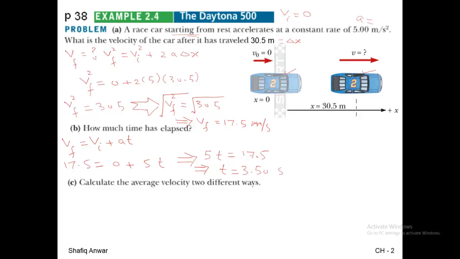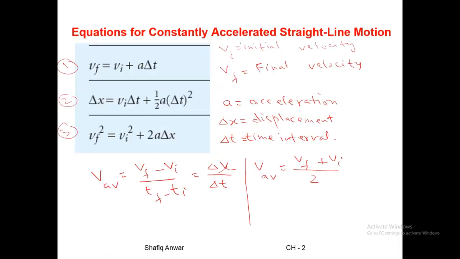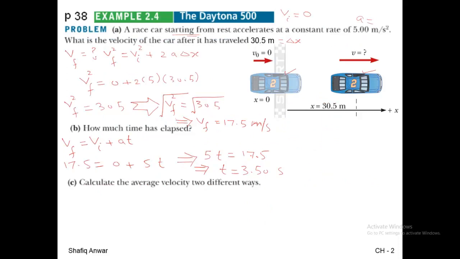Part C: calculate the average velocity with two different rules. You remember I wrote these two different rules. One rule is this one, the second rule is this one. So I'll be using these two rules. The average velocity is equal to delta x over delta t. That is one method, and the second method is Vf plus Vi, whole divided by 2.